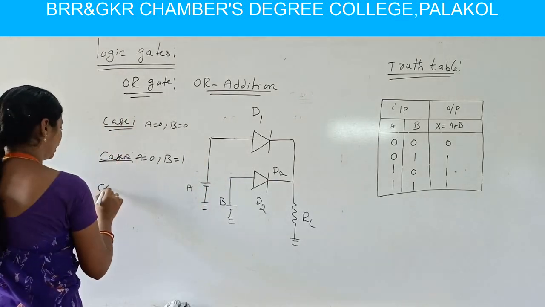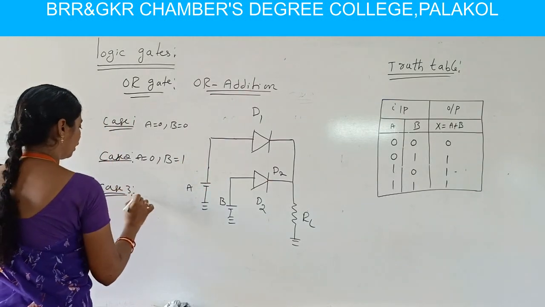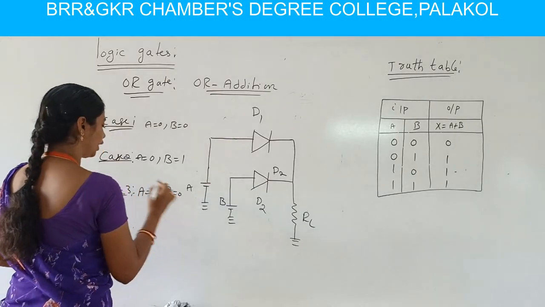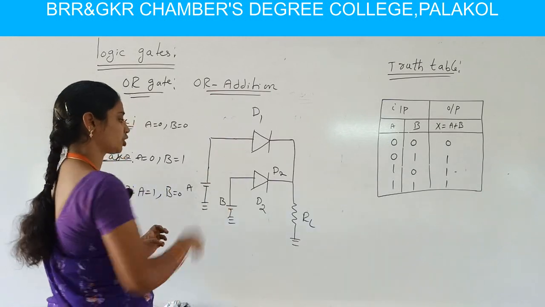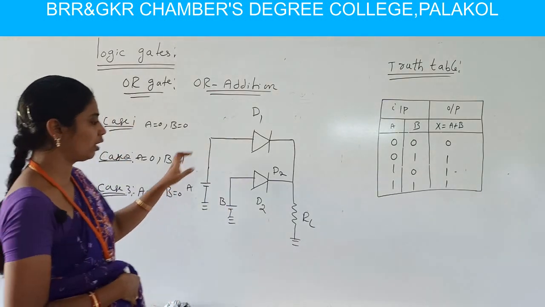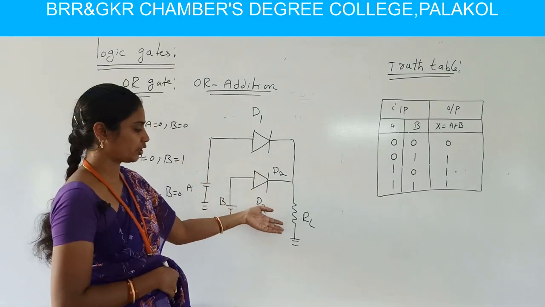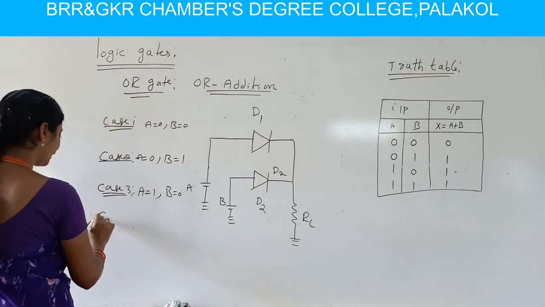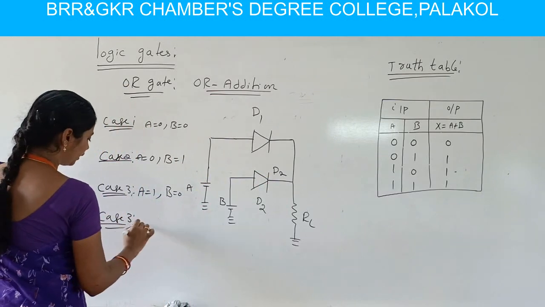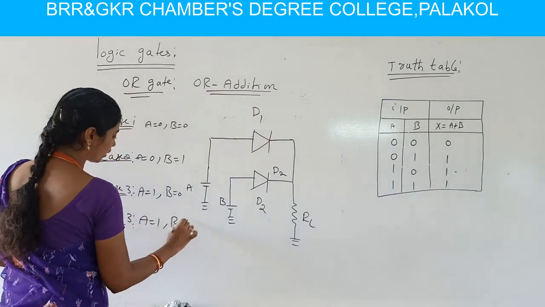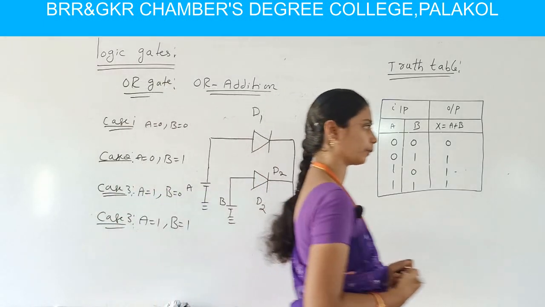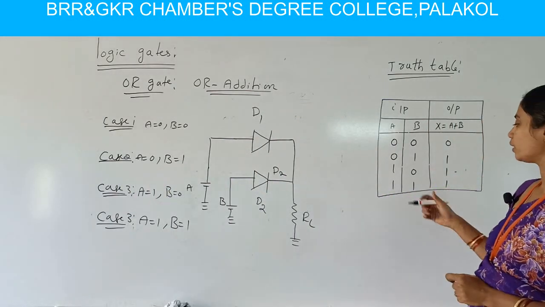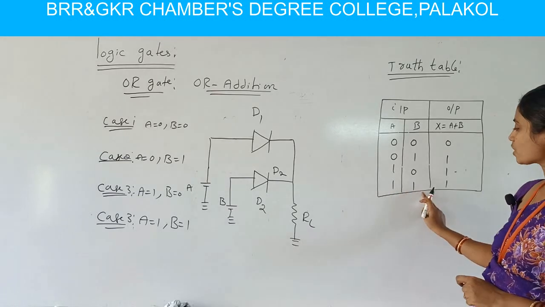And case 3, as explained in case 2, but variable A is 1 and B is 0. It means diode D1 is in conducting state and diode D2 is in non-conducting state. Here the operation is binary addition, hence we have the output in high logic state, which is 1. And case 4, here variable A is 1 and variable B is 1. Both the diodes are in conducting state. Whenever the diodes are in conducting state, the output across the load resistor is high.